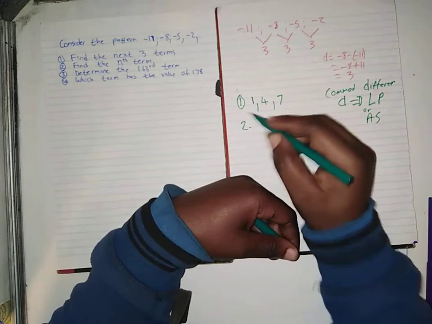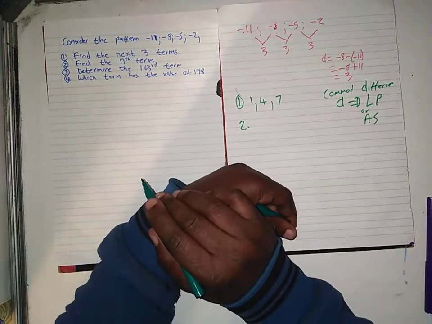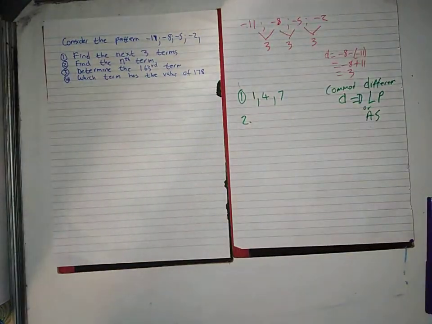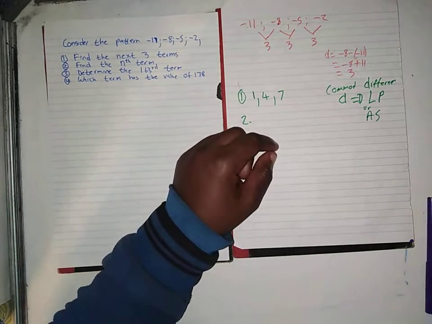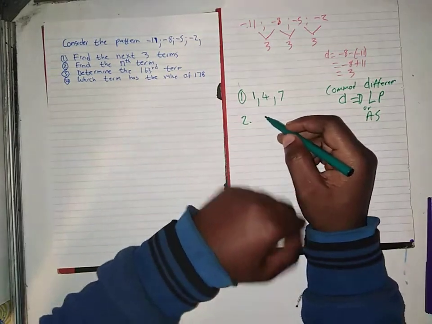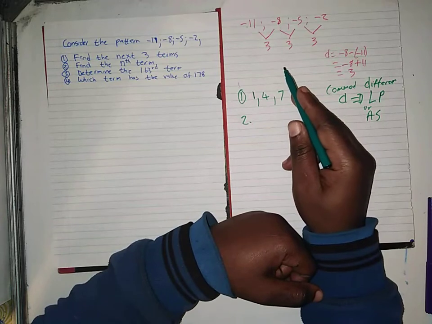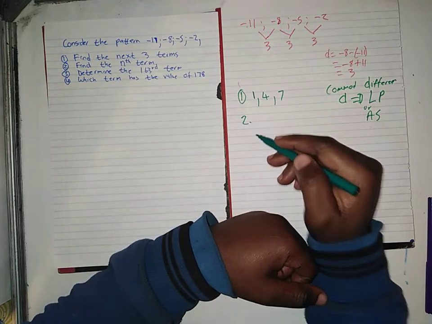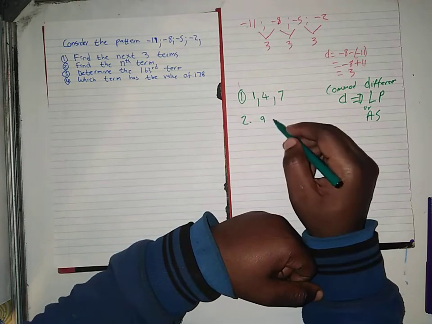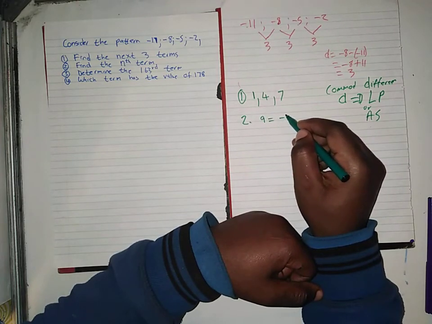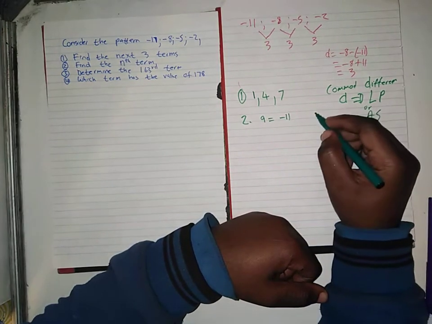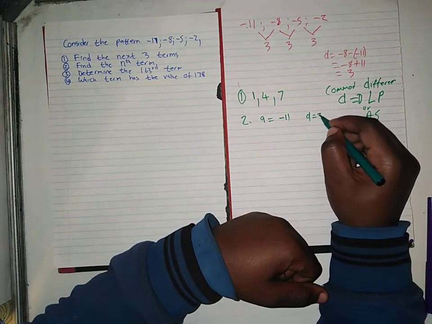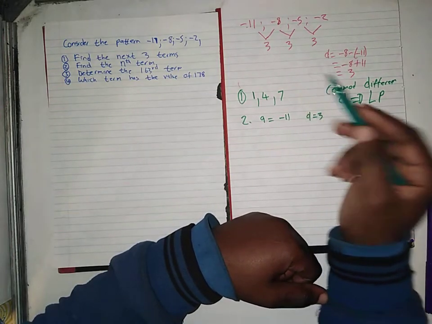So in number 2, when they say we must find a general term, we know that we are looking for a general pattern of a linear pattern, because we have already identified the difference being common. So if the difference is common, we know. Okay, so we've got A, which is the first term, which is minus 11. And then we've got D, which is 3.